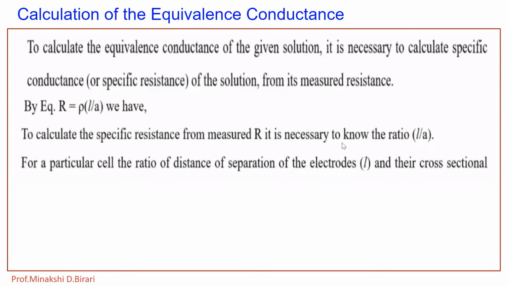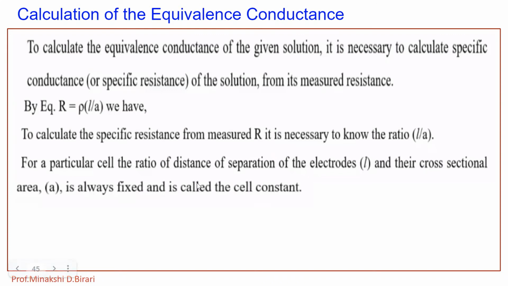It is necessary to know the ratio of L upon A. For a particular cell, the ratio of distance of separation of the electrodes L and their cross-sectional area A is always fixed, and it is called cell constant. So, what is cell constant? The ratio of distance of separation of the electrodes and their cross-sectional area, which is always fixed, is known as cell constant. Therefore, cell constant is equal to L upon A.